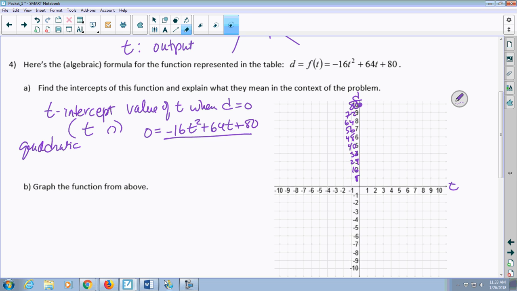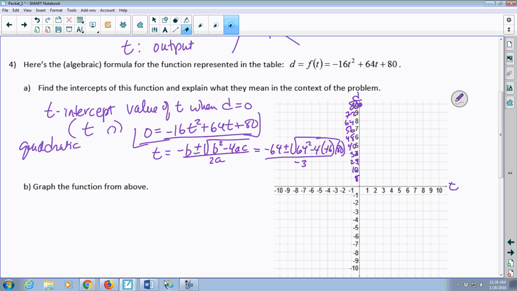To solve this equation, you write another equation. I don't want to see b plus or minus. I want to see another equation. T equals the opposite of b plus or minus the square root of b squared minus 4ac over 2a. Now you can do your equal sign all the way down. So what do we have? B is 64, so negative 64 plus or minus the square root of 64 squared minus 4 times negative 16 times 80. Oh, this is a monster. I hope someone out there has a calculator. Over negative 32.